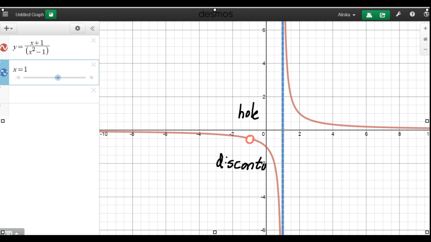Sorry, my pen is not as good on this program. But what that means is you just have an open dot without anything inside. That's how you indicate that. So if you have a term that cancels in the numerator and denominator, so that you don't have a vertical asymptote at that point, you need to make sure that you indicate that on your graph this way.